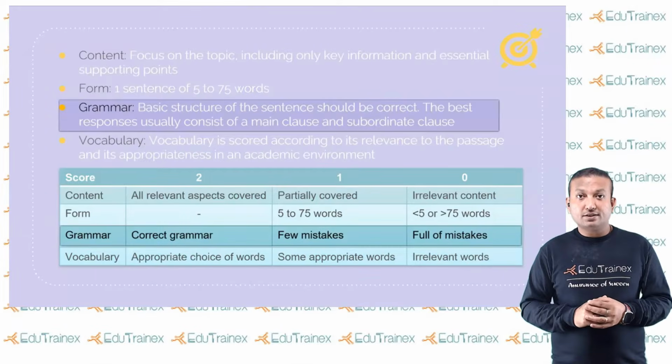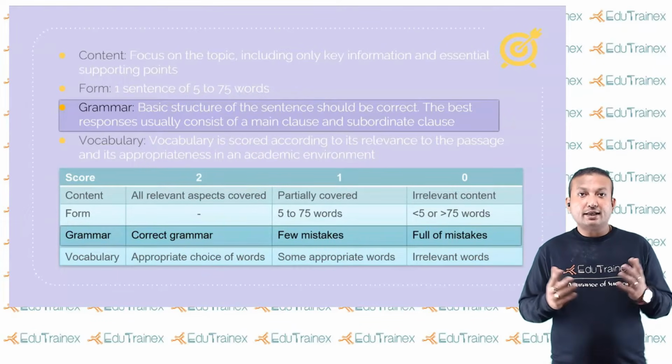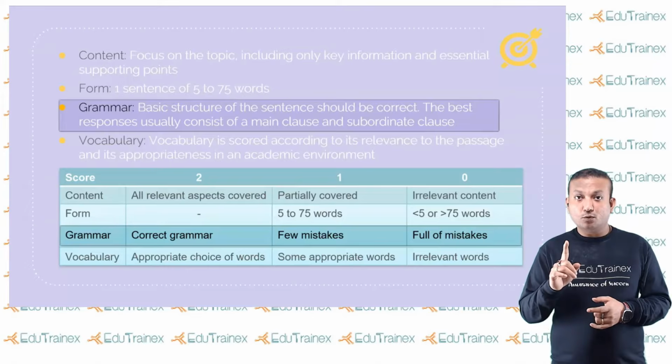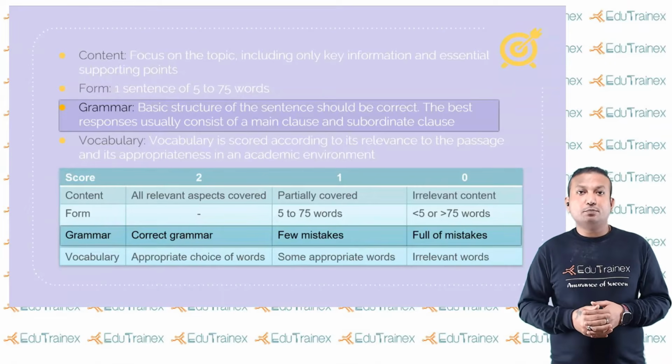You are also assessed for your grammar skills in this question type, and you get full marks, which is 2 points, if you get everything grammatically correct. If you have 1 or 2 grammatical errors in your response, you still get 1 point. But if you exceed that and make more than 2 grammatical mistakes, then you get 0 points for grammar.